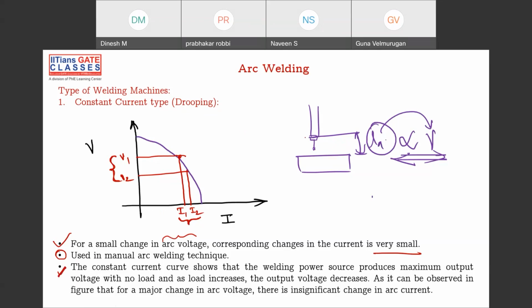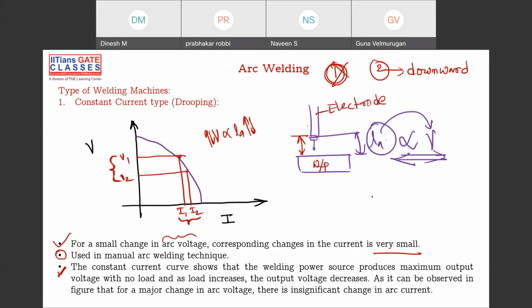Already I told you that this length here is the arc length, and voltage is directly proportional to arc length. If L is increasing, V will increase. If L is decreasing, then V will also decrease. And I told you in the previous one, there are two movements, linear movement and downward movement. Linear movement, forget about it. This downward movement is trying to maintain the gap between the workpiece and the electrode, right?